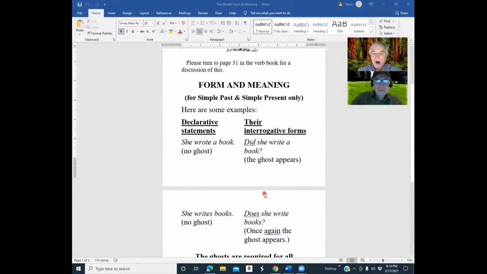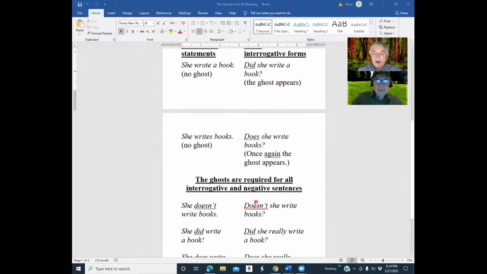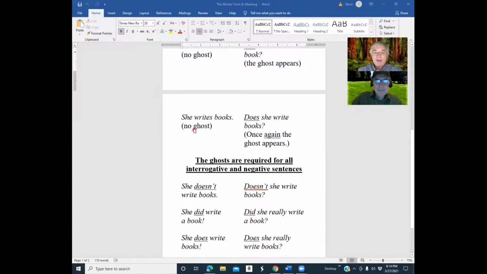Okay, and so let's go on and look at some other examples. She writes books. No ghost necessary here. And Frank, you would say? Does she write books? Yes. And once again, the ghosts appear. They have to. You need to learn that you cannot say this any other way. You can't just say she writes books with an inflection. That doesn't work in English. You have to say, does she write books?